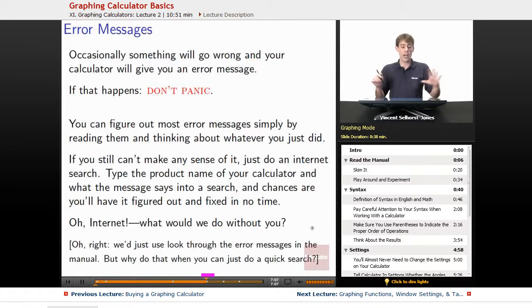Occasionally, something will go wrong and your calculator will give you an error message. If that happens, don't panic. You can figure out most error messages simply by reading them and thinking about whatever you just did.